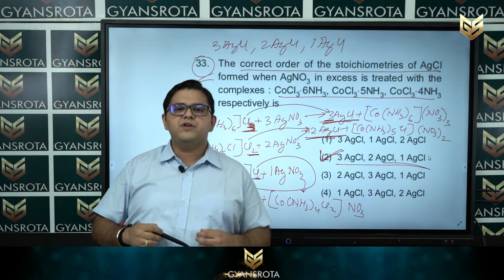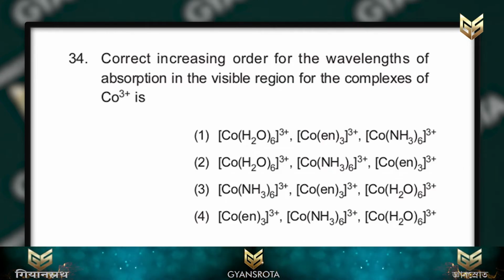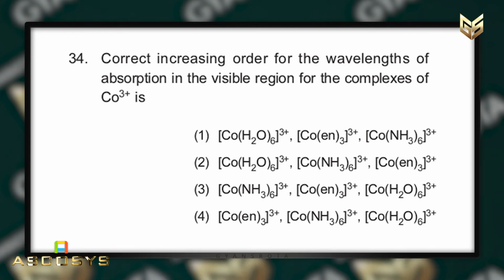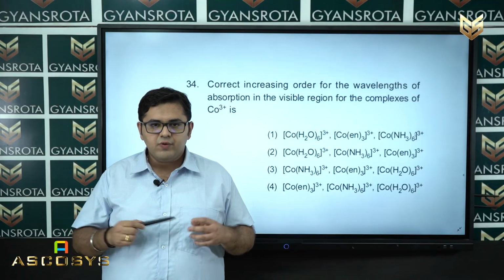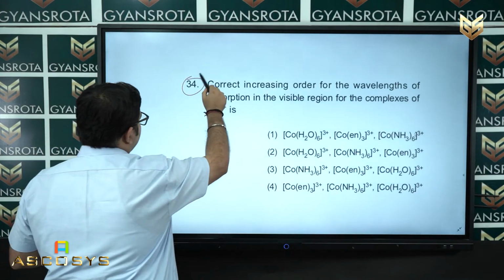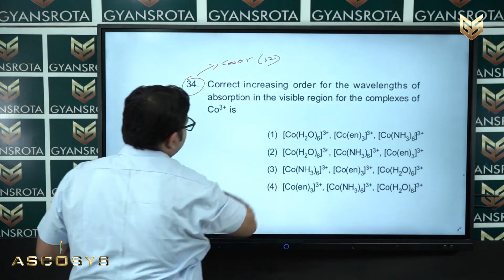So, now we are moving to the next question, that is question number 34. Question number 34 is on your screen. The correct increasing order for the wavelengths of absorption in the visible region for the complexes of cobalt 3 plus is. Now, we are moving to the solution part. This question is basically asked from coordination compounds of your class 12 NCERT.